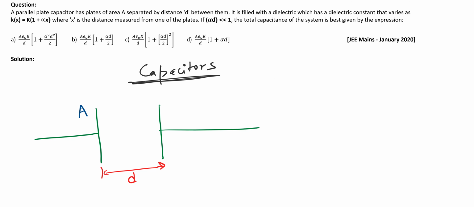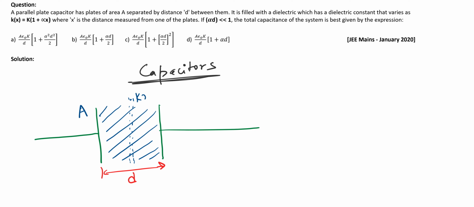Now the second thing it says is it is filled with a dielectric whose dielectric constant varies as Kx equals K times (1 plus alpha x). Now we don't need to worry about this part. Let's just understand how the dielectric behaves. We are filling the capacitor with a dielectric, so it is filled with the dielectric at any position. If you want to find the dielectric constant, then it is given by Kx. So let's not worry about this for now.